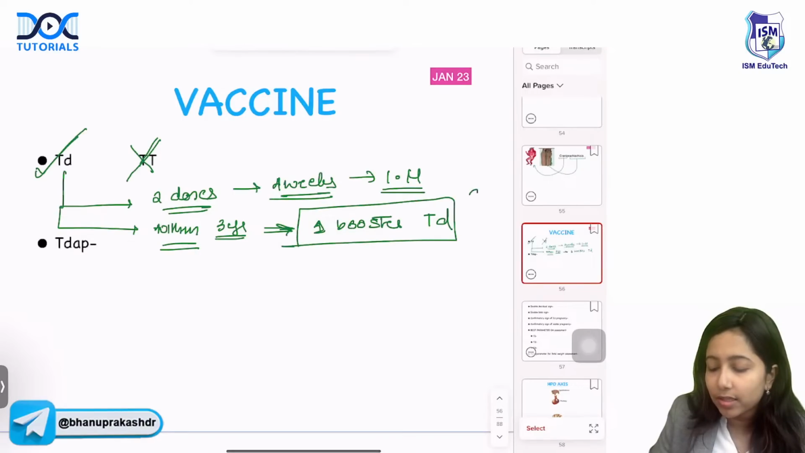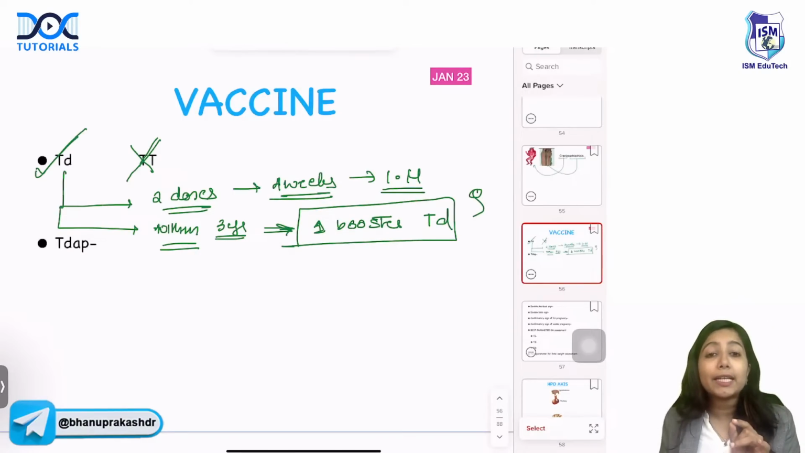This was the question that came. So instead of directly telling you the patient was immunized within the last 3 years, they will give you that the patient already has a child of 2 years. That means most likely during that pregnancy, the patient might have received that vaccination. So in that situation, you will give just one booster dose of TD.